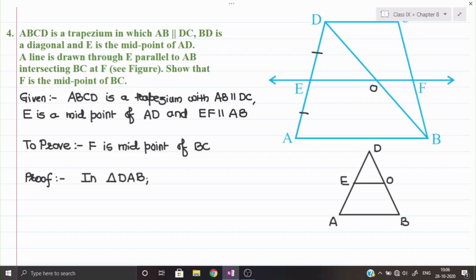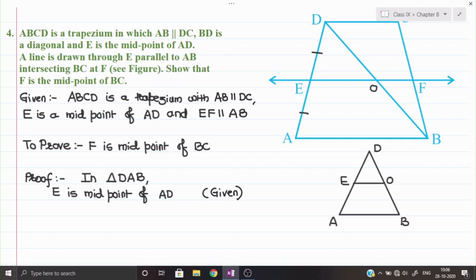See, they are only coming in the middle. So out of E or O, any one is required as a midpoint. So see, E is given as a midpoint of AD. So we will write down E is midpoint of AD. Okay, that we can say with the help of given. Second, we require EO should be parallel to AB.